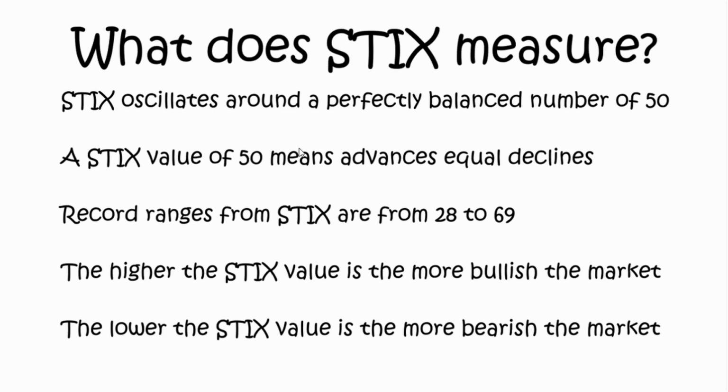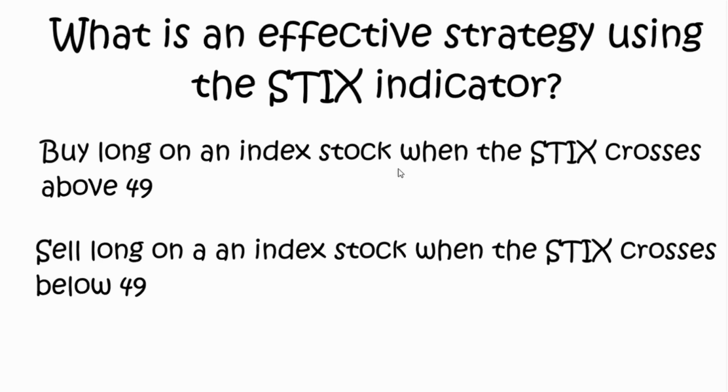So what does a STIX value measure? Well, the STIX value oscillates around a perfectly balanced number of 50. As we know, a STIX value of 50 means that the number of advances equaled the number of declines over the 21-day smoothing average. Historically, records from STIX have ranged between 28 and 69. The higher the STIX value, the more bullish the market is, and the lower the STIX value, the more bearish the market is. A good rule of thumb to use when following the STIX indicator is to buy long when the STIX value crosses above 49 and to sell that long purchase when the STIX value crosses below 49.